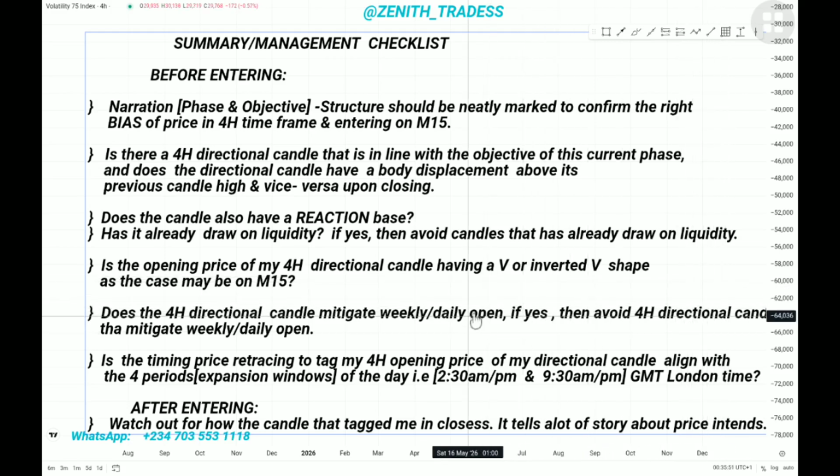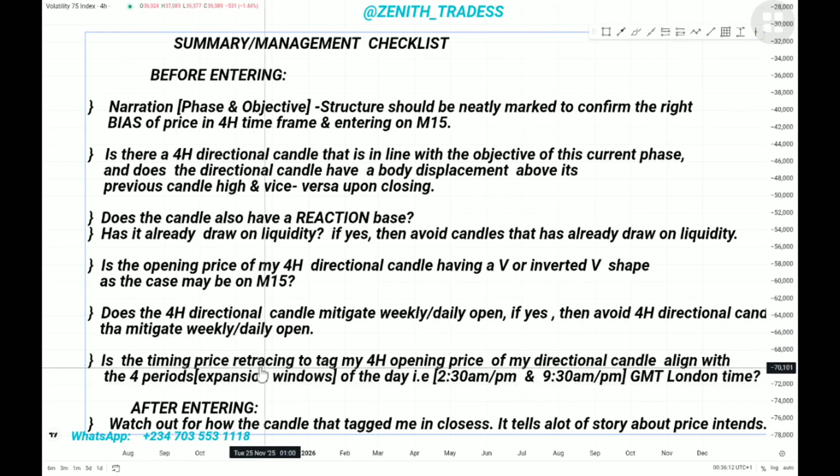If it has mitigated the weekly open or daily open: with the weekly open there is a chance of reversing, and with the daily open there is a chance of major reaction, and a major reaction will definitely not allow that 4-hour candle to hold from its opening price. I hope you understand what I'm saying.